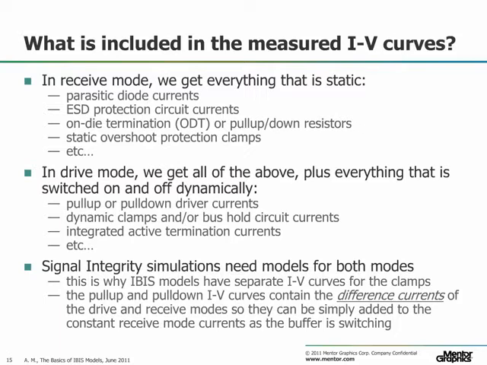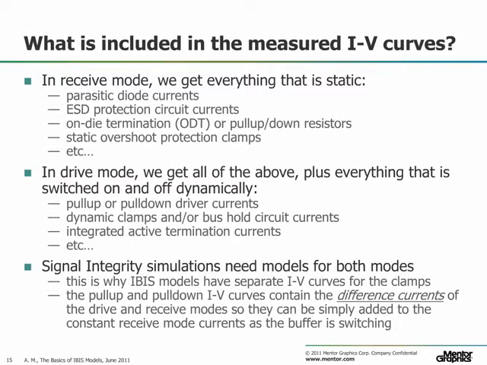When we measure a buffer's IV curves in its driving mode, we usually get all those currents that we saw in its receive mode, plus anything else that is dynamically turned on and off. This would include the pull-up structure, or the pull-down structure, or any other dynamic clamping or termination schemes that the buffer might have. The power clamp and ground clamp tables in the IBIS files describe the buffer when it's in the receive mode. The pull-up IV table in the IBIS file describes the buffer when it's driving high, and the pull-down table describes the buffer when it's driving low.